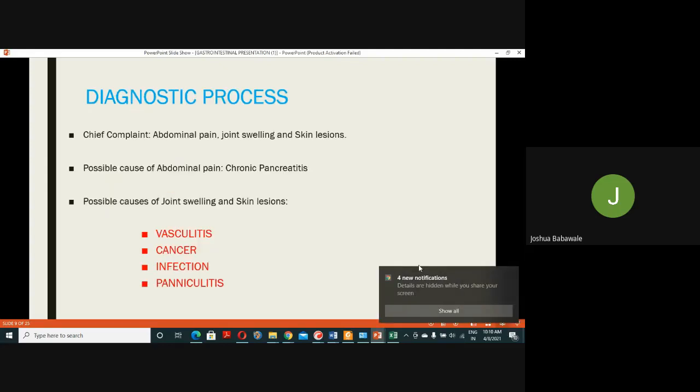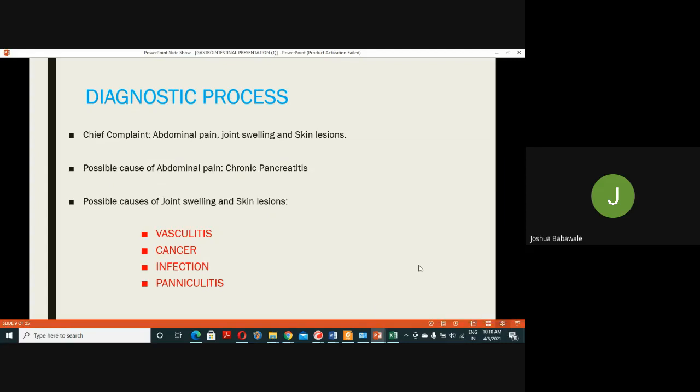So I'll start with the diagnostic process. We know that the patient's chief complaint is abdominal pain, joint swelling, and skin lesions. The possible cause of the abdominal pain will be the pancreatitis that he was diagnosed with earlier. Now we'll be talking about the possible causes of the joint swelling and skin lesions. We'll be looking at four possible causes: vasculitis, cancer, infection, and panniculitis.